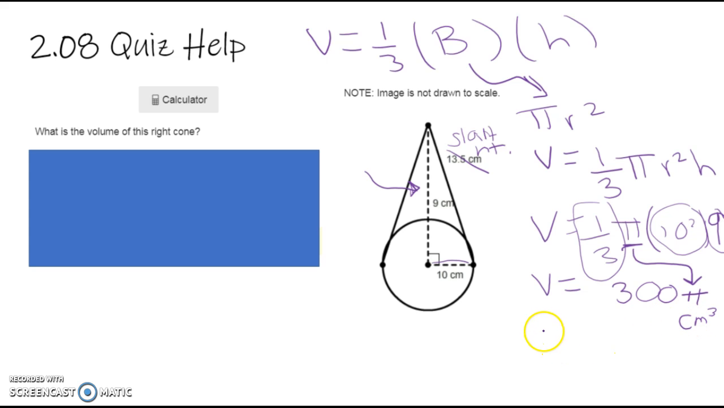Now, if they had asked for it in terms of a decimal, then all you would do is grab your calculator and you can put 300 times pi in your calculator. Super easy. And you would get like 942.477, so 0.48 cubic centimeters. So depending on how they asked for it, that's how you would answer it, and you're done.